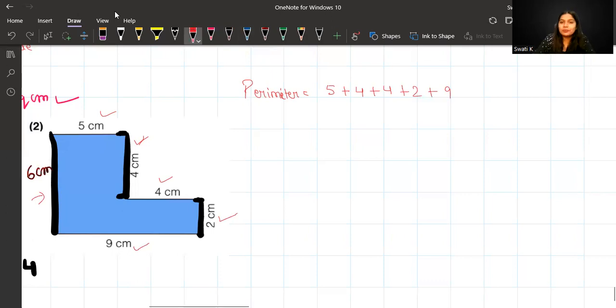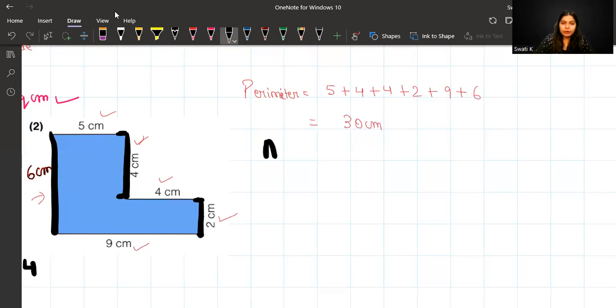And now we can simply add this plus 6. And we have all the lengths. So we have to add it. 5 plus 4, 9. 9 plus 4, that is 13. 13 plus 2, 15. 15 plus 9, that is 24. And 24 plus 6 is 30. So it is 30 centimeter. This is the perimeter. Now let's find out area.